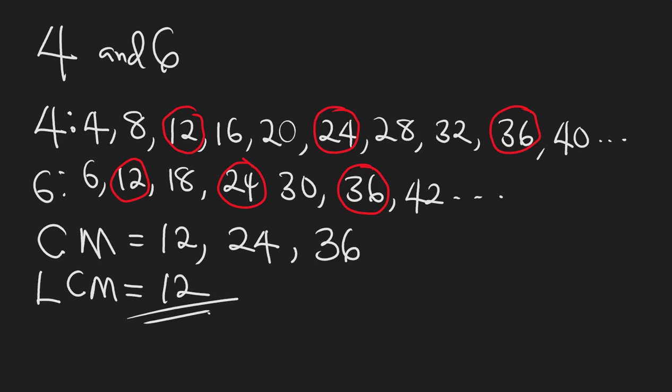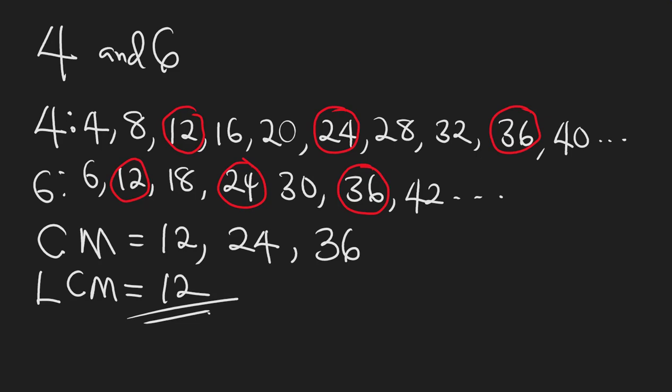What if you have a lot of numbers and you are asked to find the lowest common multiple? That means you're going to spend the whole day writing all the multiples of those numbers before getting the common multiples and then getting the lowest common multiple. That is so much work and waste of time and energy. So there's a better way of doing it, and that is using prime factors.